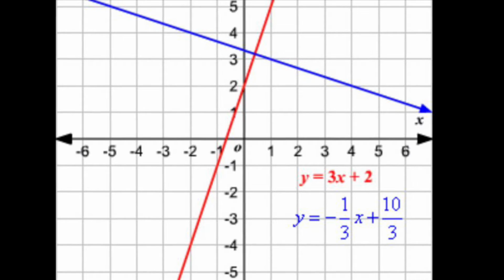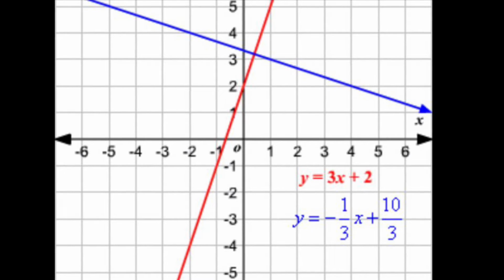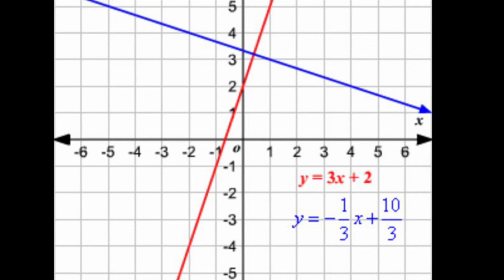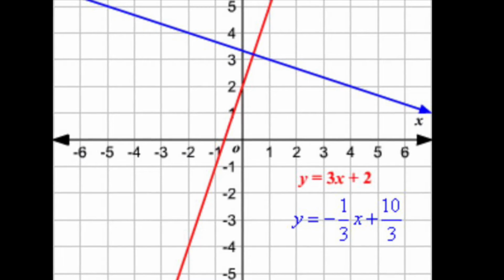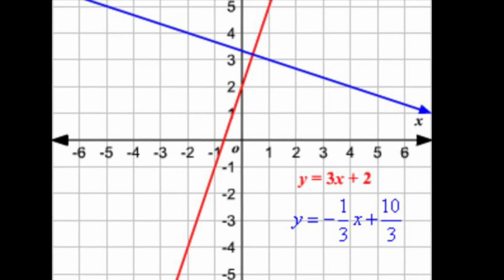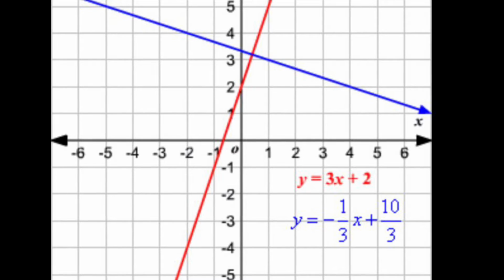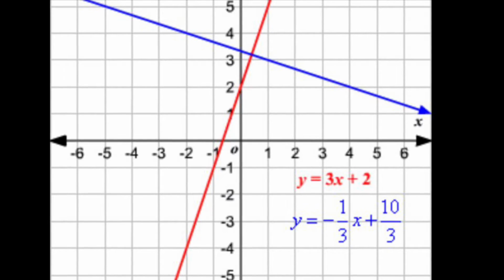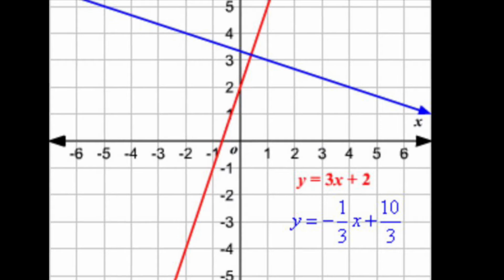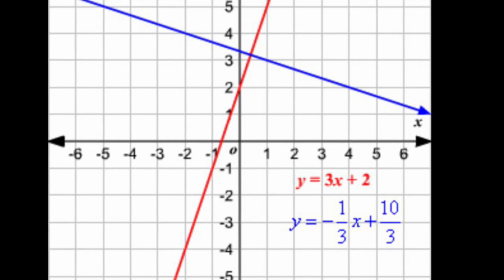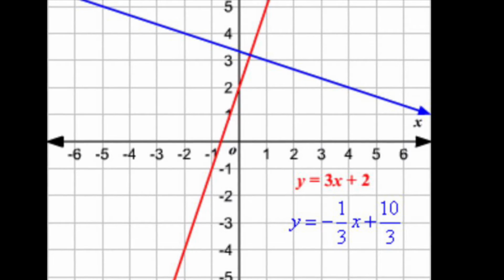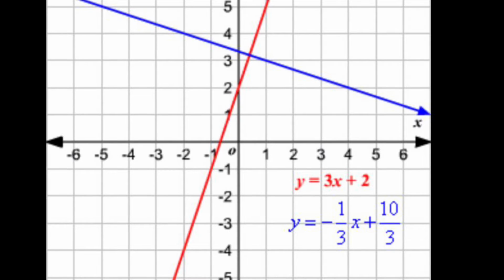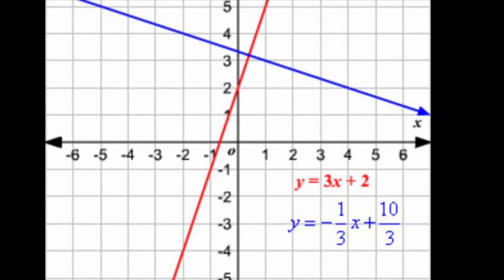If I were to take the negative reciprocal of that, the negative reciprocal of 3 over 1, it goes from positive to negative, so it becomes negative, and instead of 3 over 1, it's 1 over 3. So you can see that the slope of the blue line is negative 1 over 3, which is the negative reciprocal of 3 over 1.